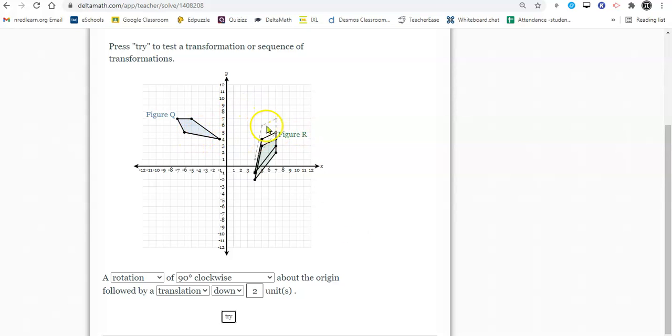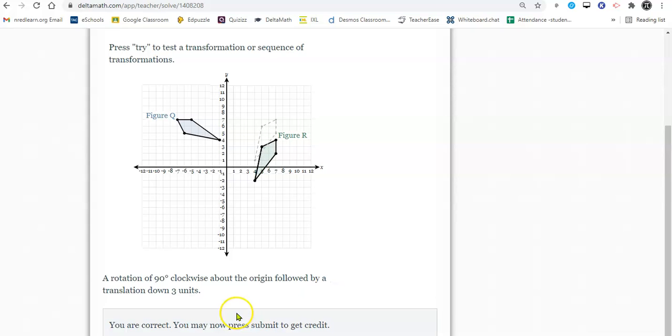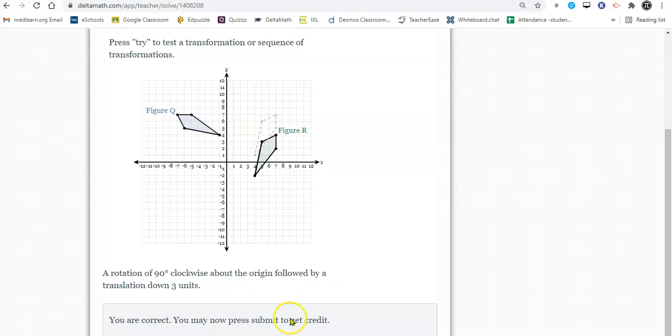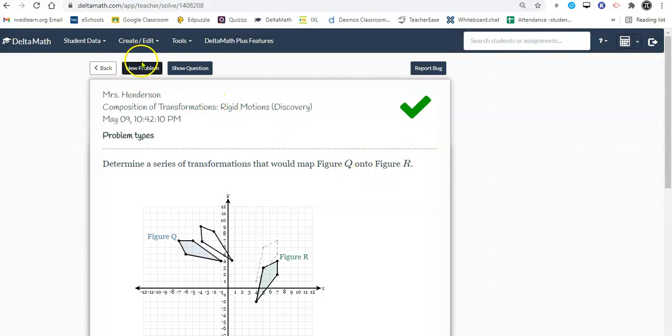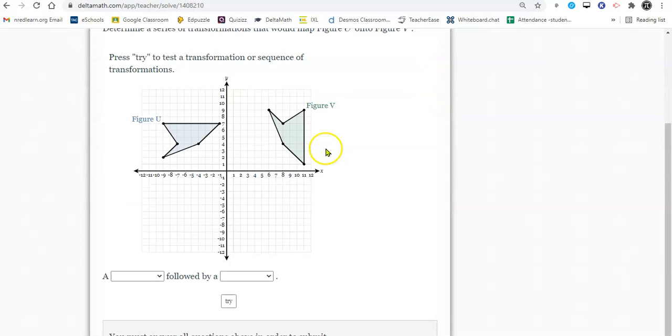All right, so turning was good, but I didn't go down far enough. See that? So I'm just going to change this to a 3. So rotate 90 degrees and then translate down 1, 2, 3. Yes. It says you are correct. You may now submit to get credit. Now listen, I did pretty good, but that's because I've been doing this a long time.